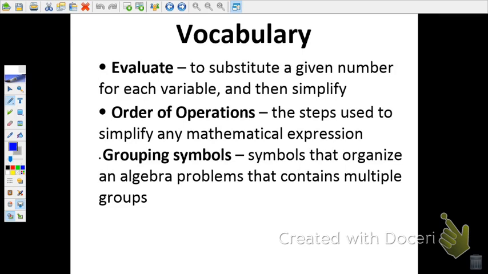Order of operations is something that you should be familiar with. Again, what we're going through is just a review of some things before we get started in our study of algebra. So we'll talk about those order of operations, those steps that we use to simplify those mathematical expressions, including the use of what we call grouping symbols that organize those algebra problems when we have multiple groups, multiple steps that we need to work through.